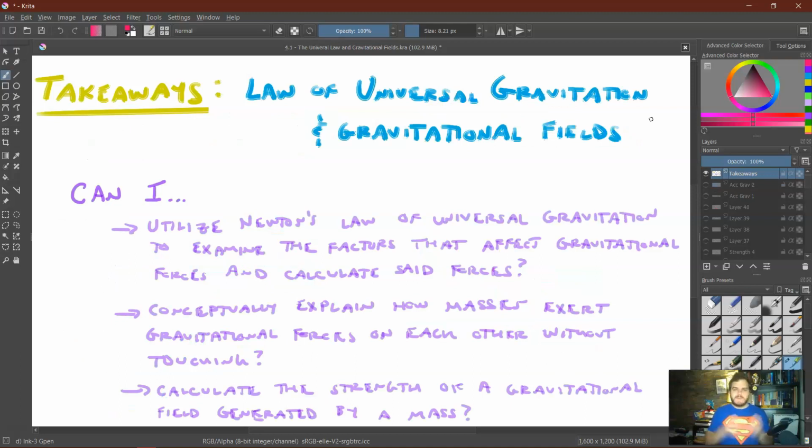So what are the main takeaways for this lesson on the law of universal gravitation and gravitational fields? One, can we utilize Newton's law of universal gravitation to examine the factors that affect gravitational forces, the size of the two masses and the separation between them, and calculate said forces using the equation? Can we conceptually explain how masses exert gravitational forces on each other without touching, remembering that masses generate gravitational fields, and those gravitational fields exert forces on other masses? And lastly, can we calculate the strength of a gravitational field, otherwise known as the acceleration due to gravity, generated by a particular mass at some point in space?